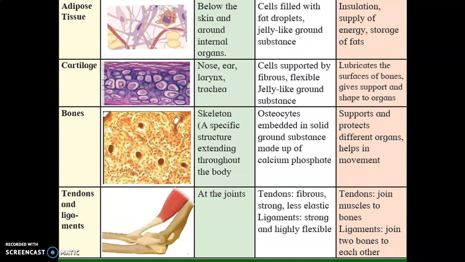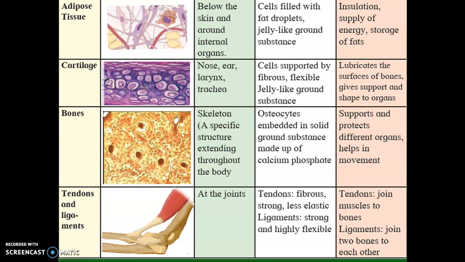Then we have the bones, okay, which is the skeleton, a specific structure extending throughout the body. You all know that our body is made up of bones and muscle. So bone forms the basic structure of our body. The osteocytes are embedded in a solid ground substance made up of calcium phosphate. Okay, so these are the osteocytes, or the type of cells which are embedded in a solid ground substance, and this substance is made up of calcium phosphate.